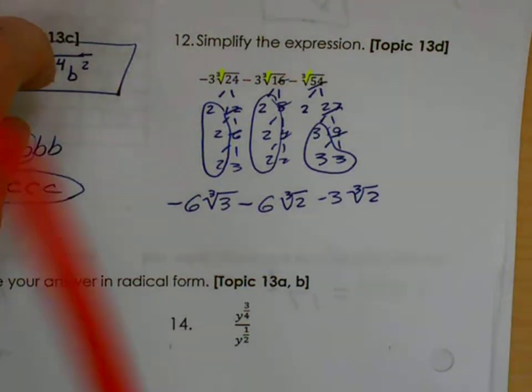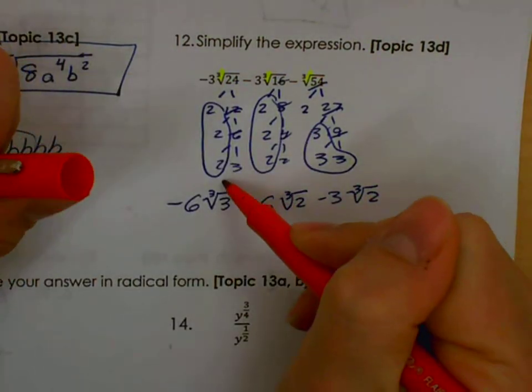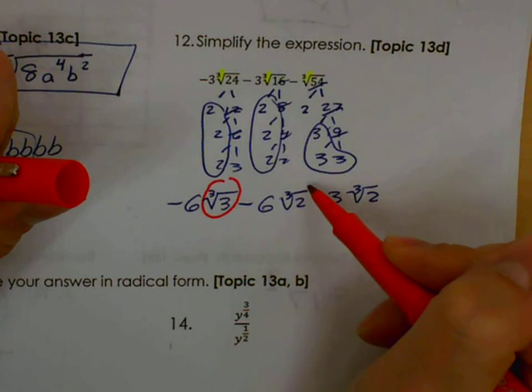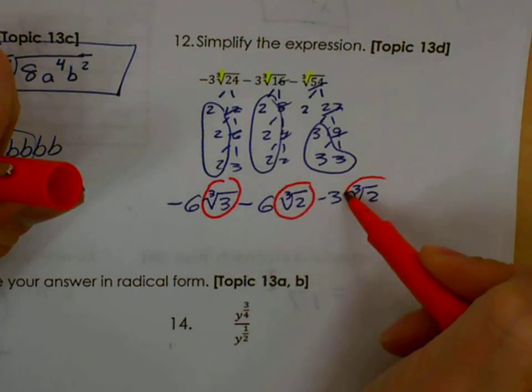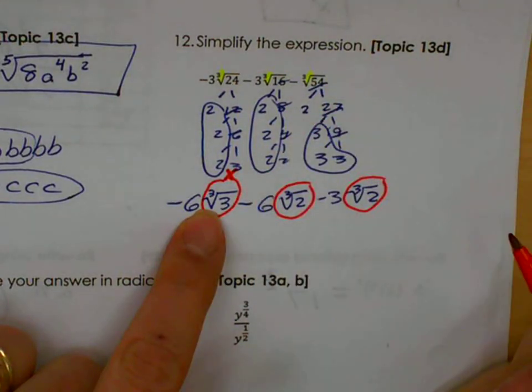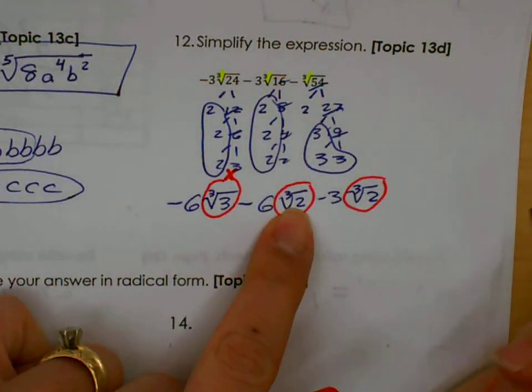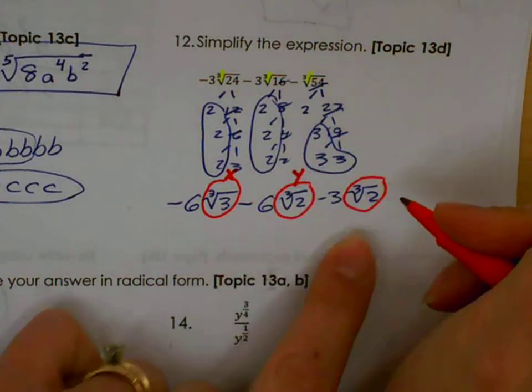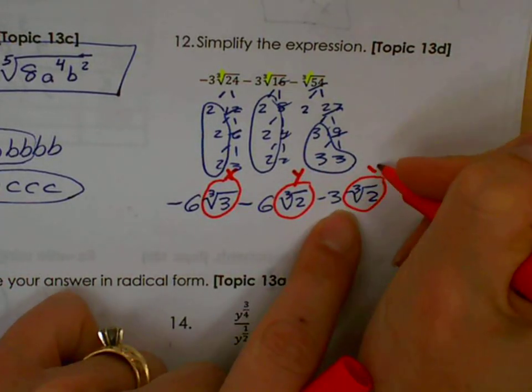So now you think about these radicals as kind of like variables. It's kind of like x's and y's. They need to be the same. So I'm going to call this one x, the cube root of 3. Well, this is the cube root of 2. It's not the same. I'm going to call it y. And this one is the cube root of 2. I'm going to call it y.